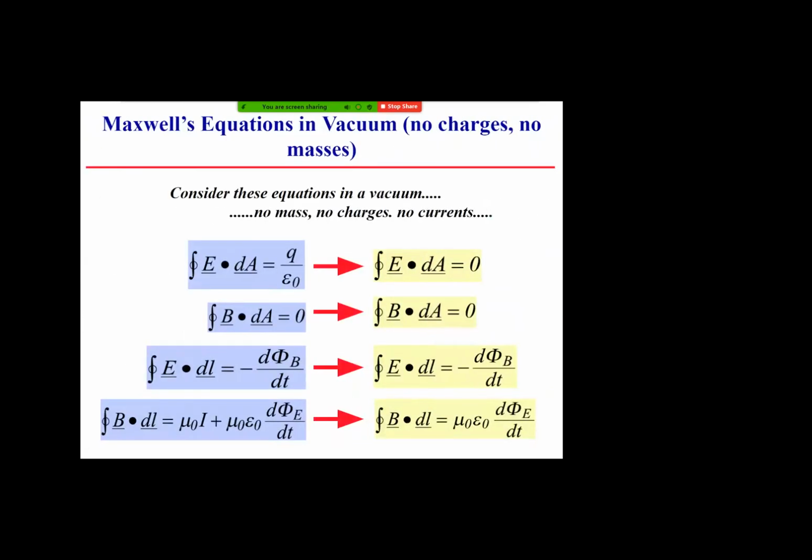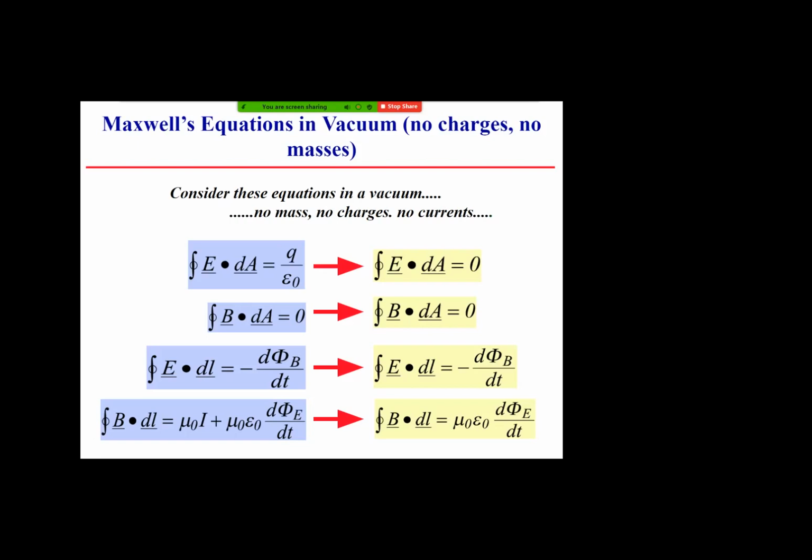What happens in the vacuum? In the vacuum, there's nothing, so that means there's no charge, no masses. In that case, the first equation, because in vacuum Q will be zero, will be equal to zero. And the second equation remains the same. The third will remain the same. But the last one here, because it's in vacuum, there's no physical current, so there's zero over there.